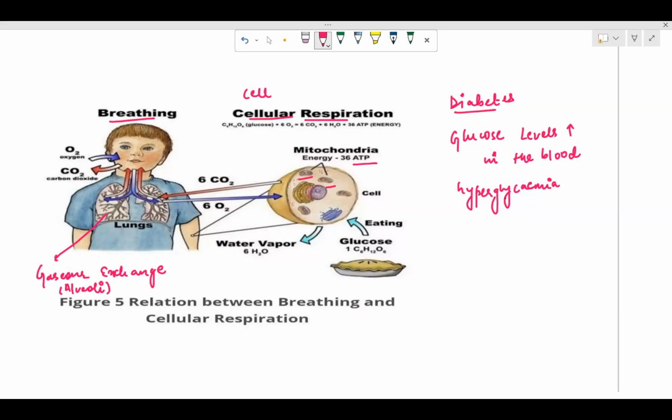Correct. You can write it. I have written this for the information. What spelling did you write? HYPERGLY. This is CEMIA. CEMIA. Okay, CEMIA, when the blood sugar level increases. You can also call it high blood glucose level.